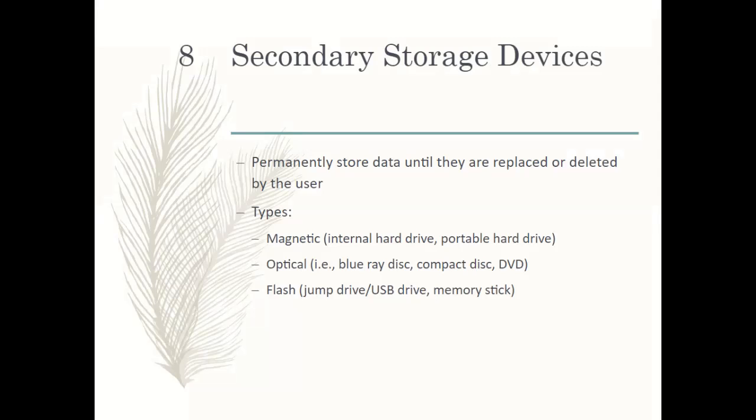Secondary storage devices permanently store data until they're replaced or deleted by the user. Types are magnetic, which is internal hard drive, portable hard drive also. Optical: Blu-ray discs, compact discs, and DVDs. Flash, which is jump drive, USB drive, or a memory stick. I would be lost without mine.